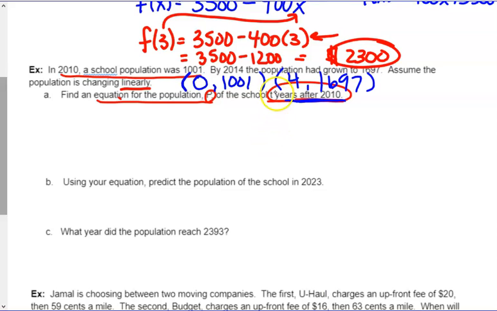Okay, this time they're going to call it t, and our y they're going to call it p. So we're going to figure out what is that equation to model this situation. And what we have here are 2 points. From 2 points, I can find a slope, because if I have to write an equation of a line, that means that I need a point and a slope.